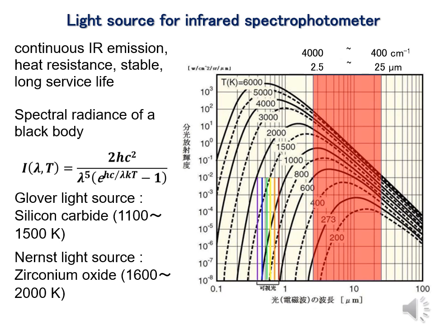Since the efficiency of the infrared light source is high if the intensity of the part shown in red is high, the light source heated from 1000 Kelvin to 2000 Kelvin is used in the infrared spectrophotometer. In practice, a Glover light source made of silicon carbide and an Ernst light source, which is a ceramic containing zirconium oxide as the main component, are used. Each is heated to an appropriate temperature and used as a light source.